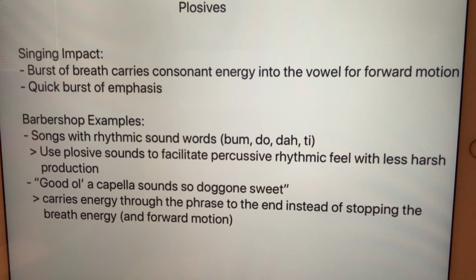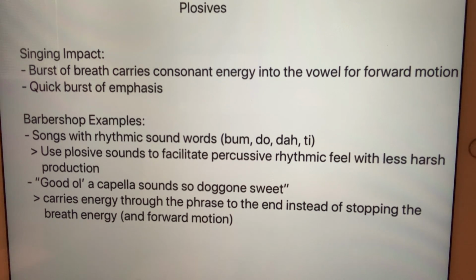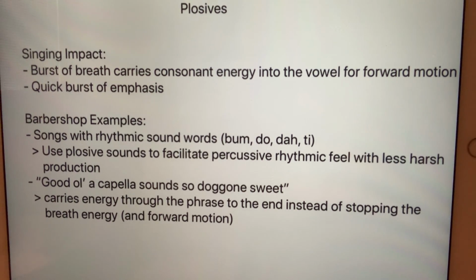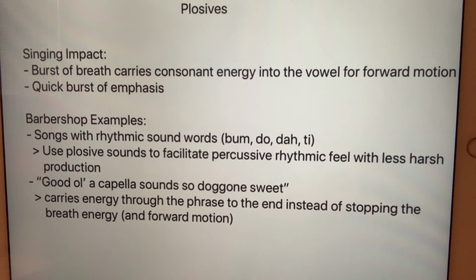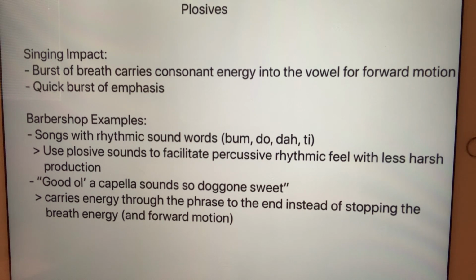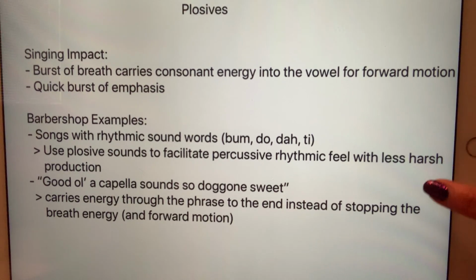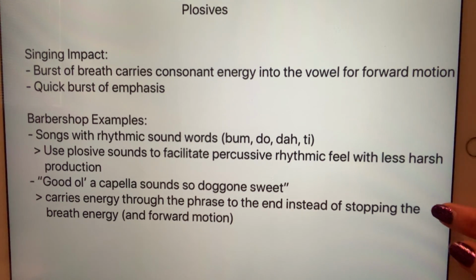And so when we sing this, it could be very, very choppy if we used a stop feel to that. "Good old a cappella sounds so doggone sweet." It would feel very, very choppy. But instead, if you think about it as more of a plosive, leading a breath energy into the vowel, it can actually create energy and excitement going through the phrase and have a little bit more phrase connectivity with the consonant into the vowel. So that's one way that we can use plosives in our singing.